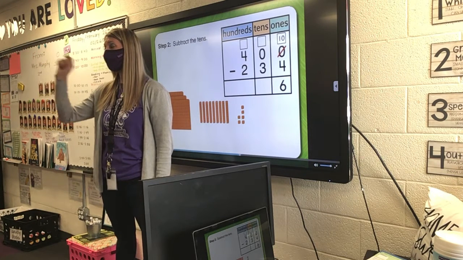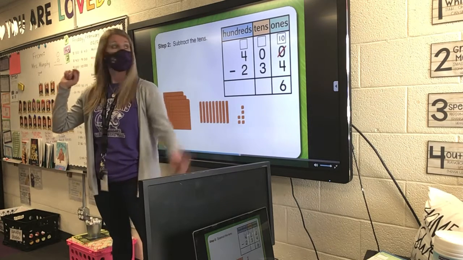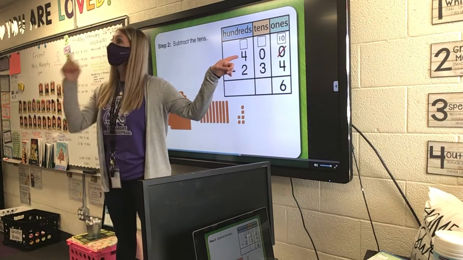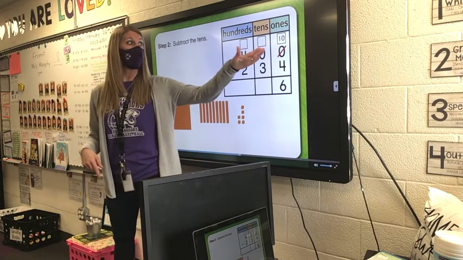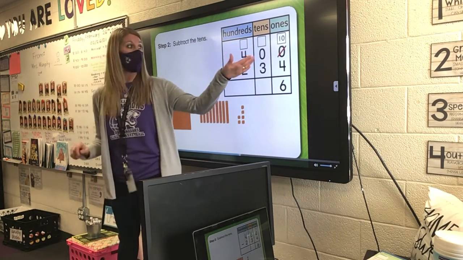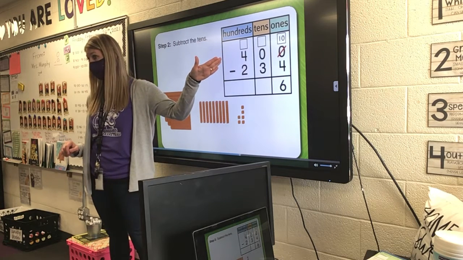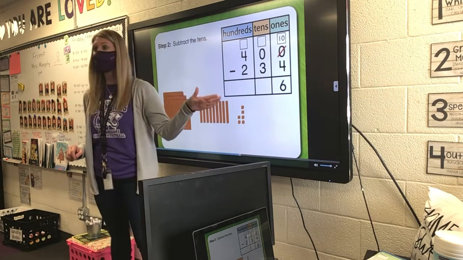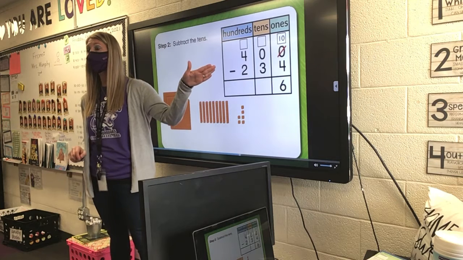Raylan, I know you're watching. What do you have to do? You have to go to the neighbor next door, that one. So if you can't go to the next door neighbor because it's a 0, you have to go to the next neighbor. So Lewis, what would be the next neighbor that you would go to?